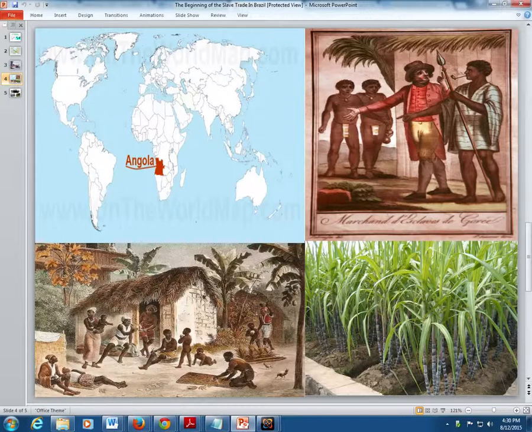The Portuguese had recently colonized Southwest Africa, including modern day Angola. This is where a large amount of the slaves are going to come from and are going to be transported to Brazil eventually. And you can see Angola here on the map that I have in the upper left hand corner.